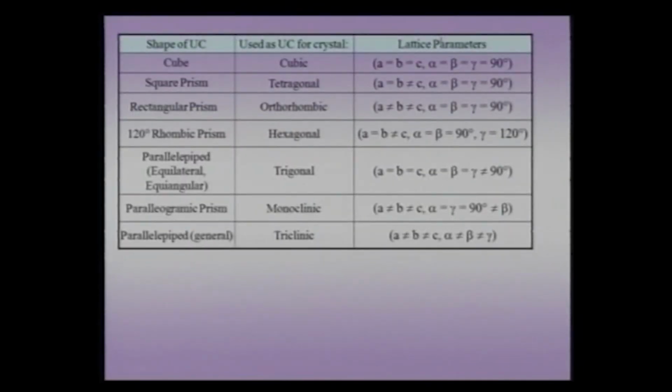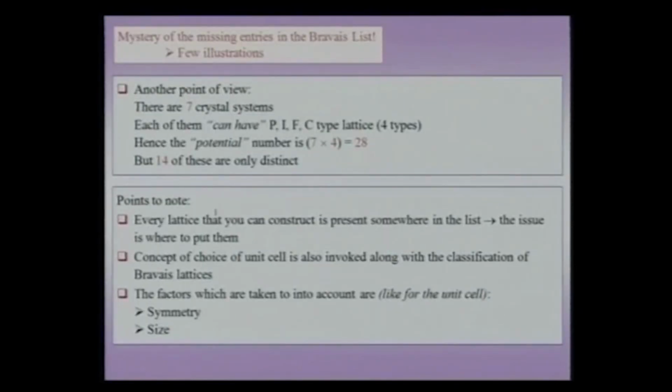So, to summarize all the facts we have been considering so far regarding the shape of the unit cell and the typical unit cell used for the crystal and the lattice parameters, this is the list of all the things we have been considering so far. Now, we had asked ourselves an important question, that some of the lattices, for instance the orthorhombic lattice, had all possible entries, like you had a simple orthorhombic lattice, a face centered orthorhombic lattice, a C centered orthorhombic lattice, and then a body centered orthorhombic lattice.